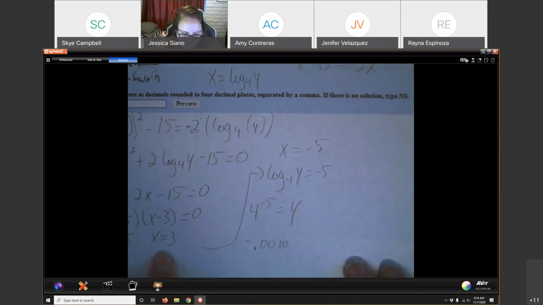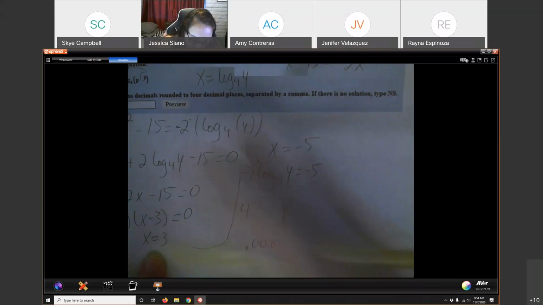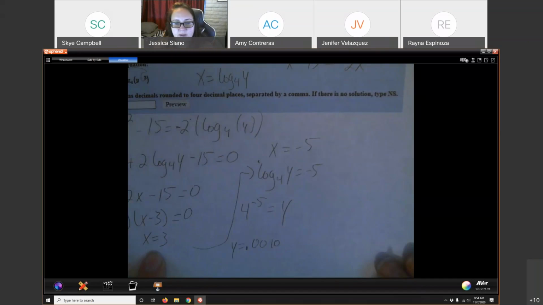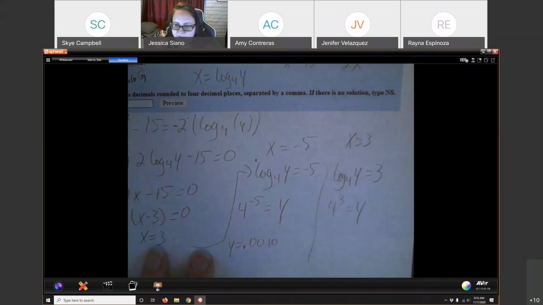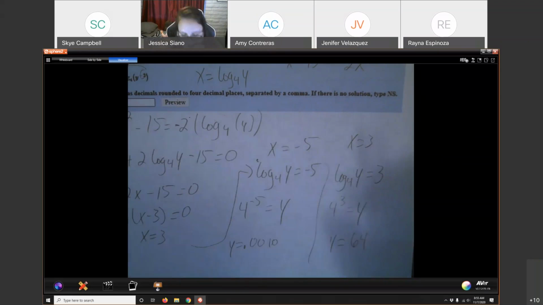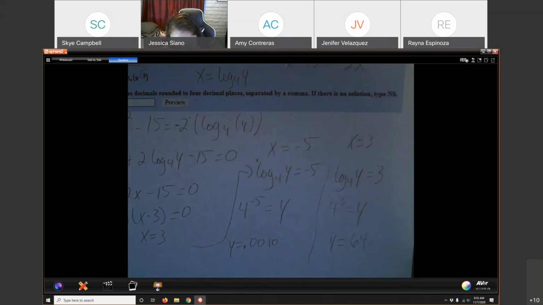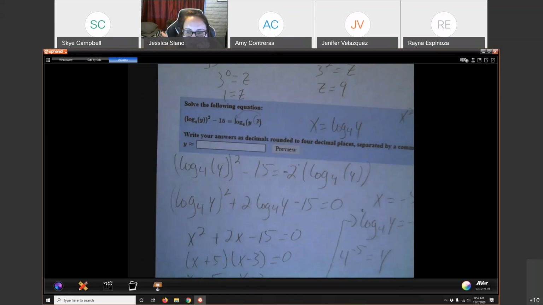And so then instead of x equals 3, that's not a negative, that's a regular, I have log base 4 of y equals 3. So then 4 to the 3 equals y, and y equals 64. And if we check those, this would be positive for both of them since they're both positive numbers.